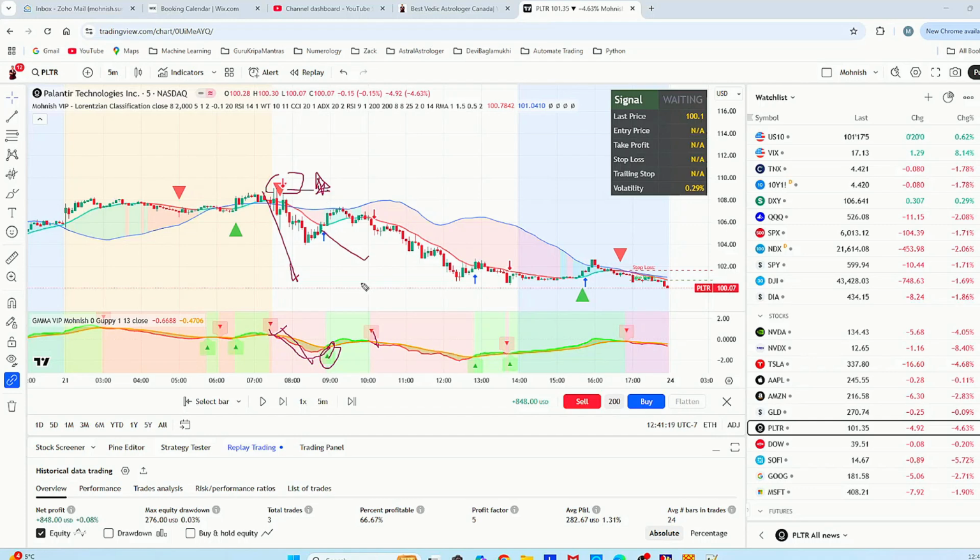Okay, it has never turned green. It is already showing red, and this red is all the way red. In between the green comes, you exit. And when the red comes, you re-enter the trade.